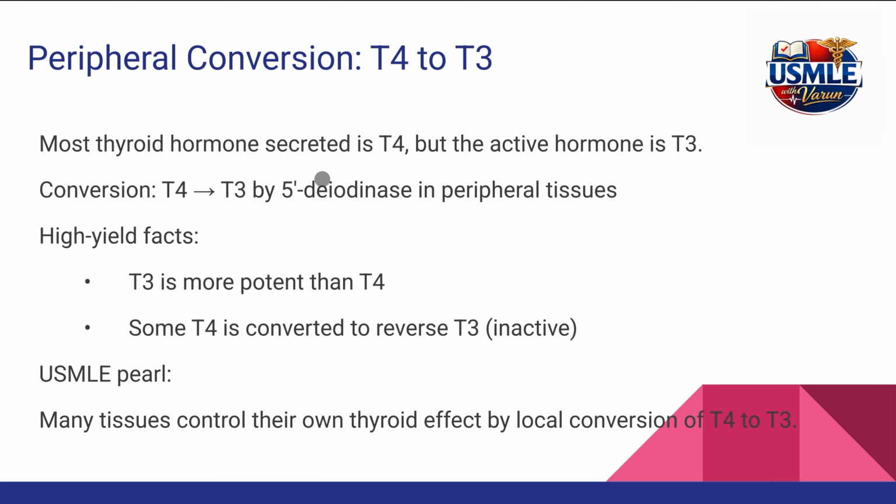Now peripheral conversion. Most hormone secreted is T4, but the active component is T3, as I already said. Peripheral tissues convert T4 to T3 using enzymes called deiodinases. So T4 to T3 conversion by 5'-deiodinase occurs in the peripheral tissues. This T3 is more potent than T4. Some T4 is converted into reverse T3, which is an inactive component. Many tissues control their own thyroid effect by local conversion of T4 to T3 using 5'-deiodinase.